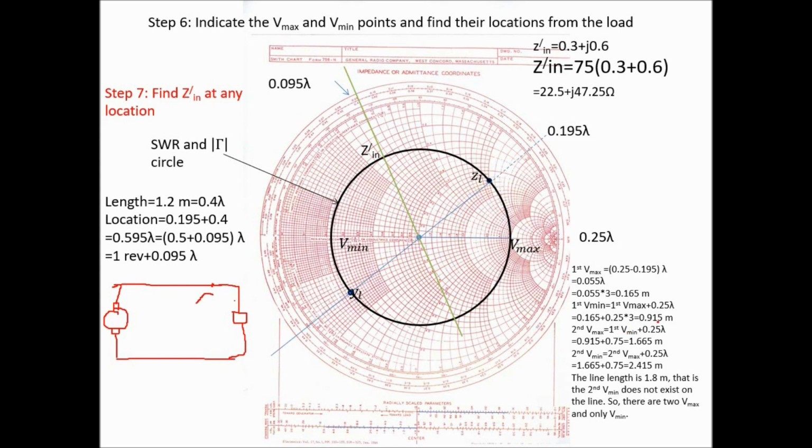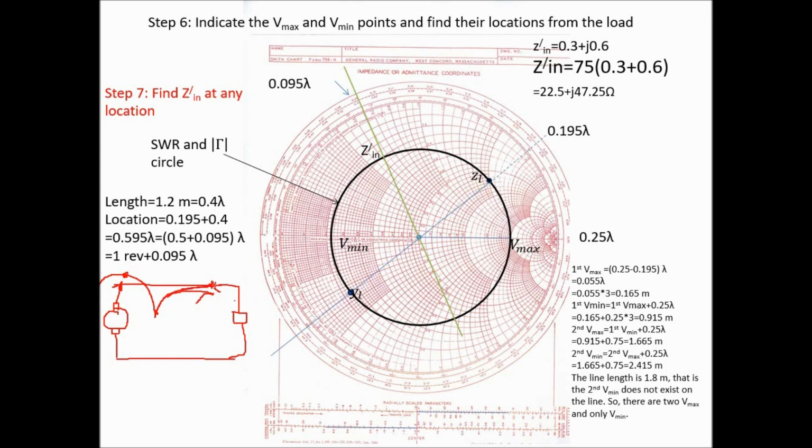And then you got a minimum at 915. So you got a minimum here. And you got the second maximum at 1665. So second maximum is here, and then the third minimum will be somewhere outside of this transmission line because the transmission line is 1.8 meter. So you got a maximum here, a minimum here, a maximum here, and something here.